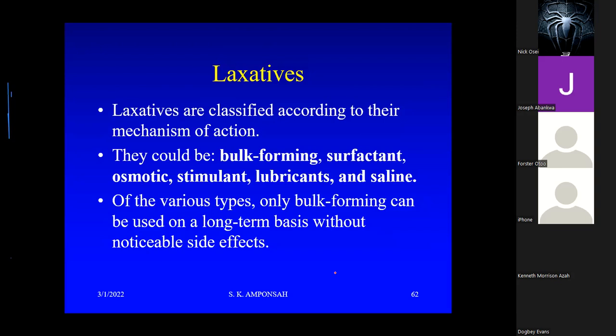So laxatives are classified according to their mechanism of action. Depending on how they act, they are called names. So we have bulk-forming laxative, we have surfactant laxative, we have osmotic laxative.